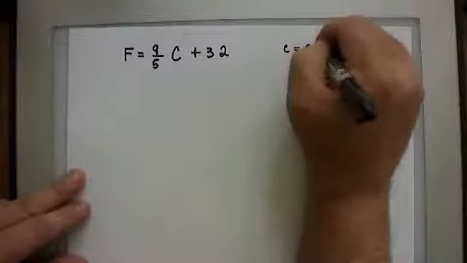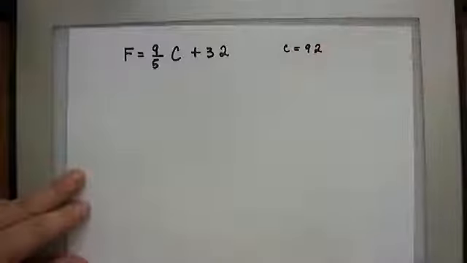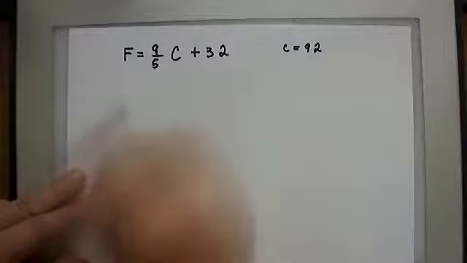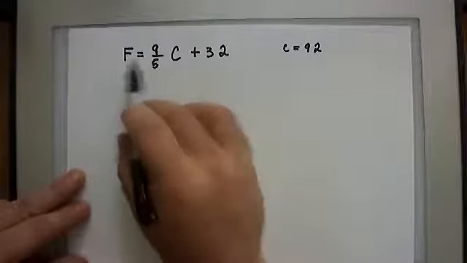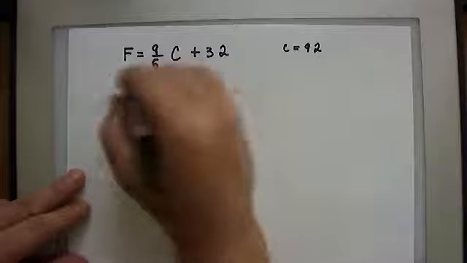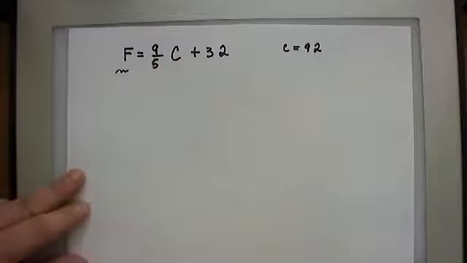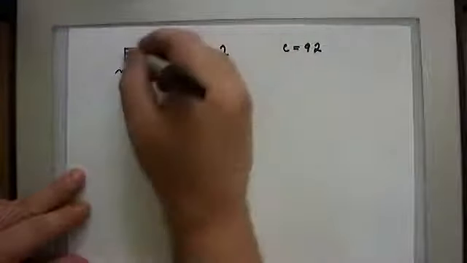So in this case, they said the Celsius is 92. The degree Celsius is 92 degrees. So what would the degree Fahrenheit be? Now, this is an equation because we do have an equal sign, but you don't know what F is. That's what we're asking you to find. So you're going to plug into all this, and then the answer will be over here.